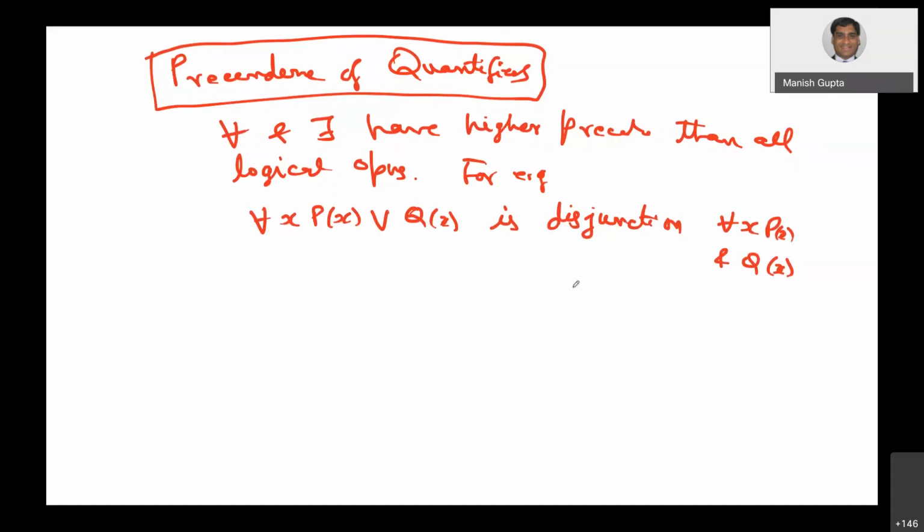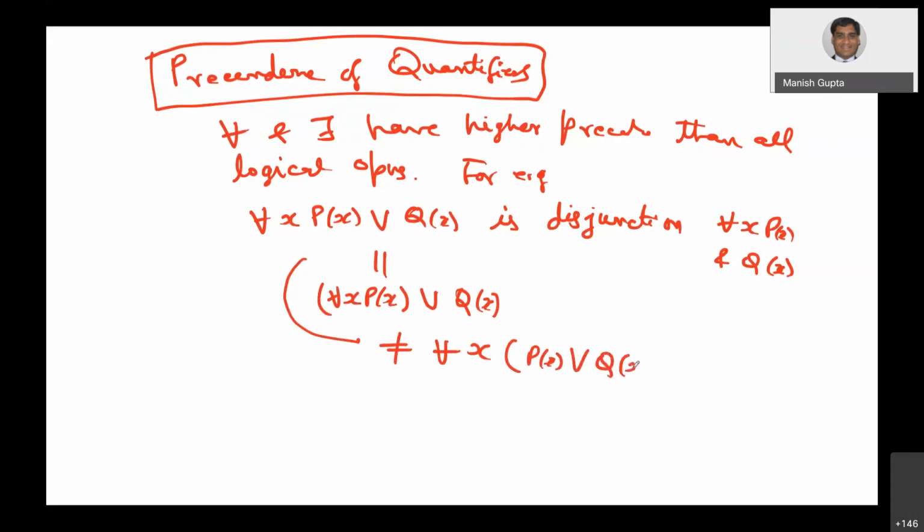Basically, what does this mean? We first need to compute this, then Q(x), and then you do this join. So this does not mean that we are doing it like this. We cannot do it like this: for every x, P(x) Q(x). We should not combine these two first and then apply for every, because for every has higher precedence. So for every x should be executed first, and then Q(x), and then any other logical operations. Okay, so I hope this is clear to you.